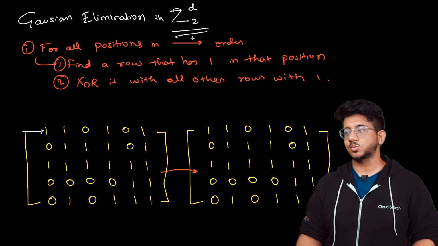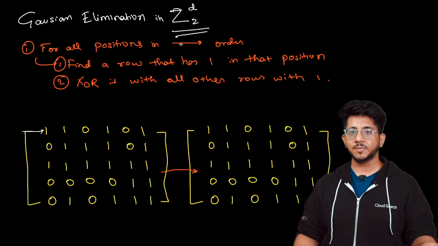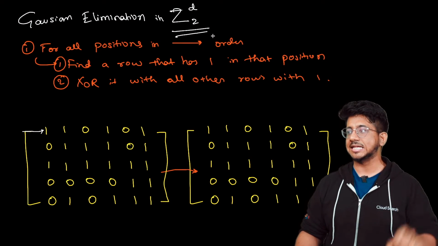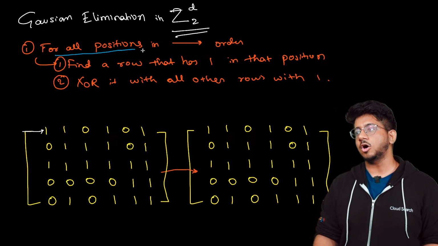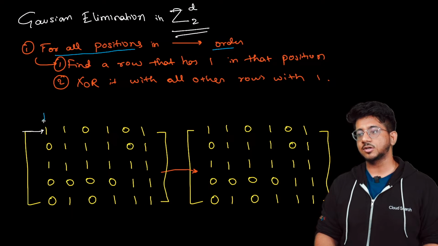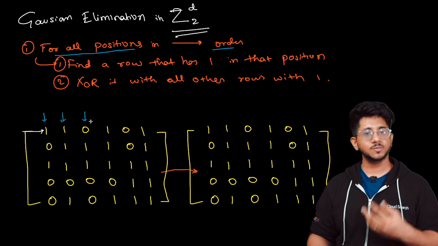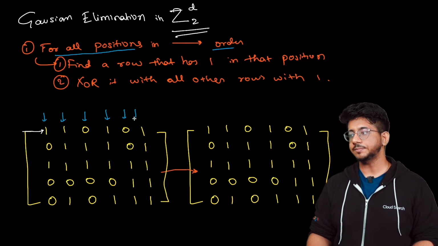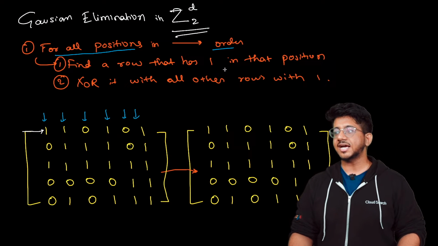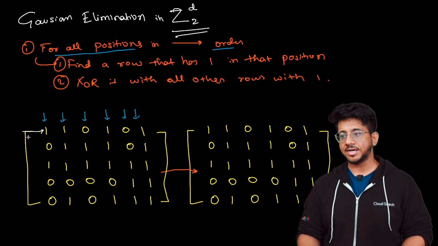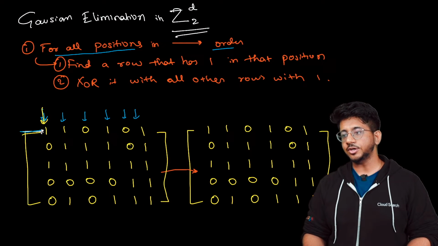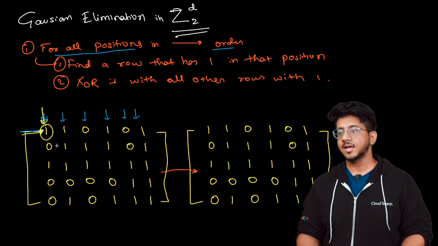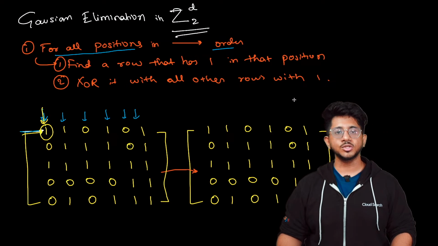This is a bitwise space, so I will not get into details of the mathematical notations. Very simply, what we need to do is go through the positions, which means columns, one by one in order. Find a row that has 1 in that position. For this particular position, find a row which has 1 in it, and then XOR it with all other rows that have 1 in it.